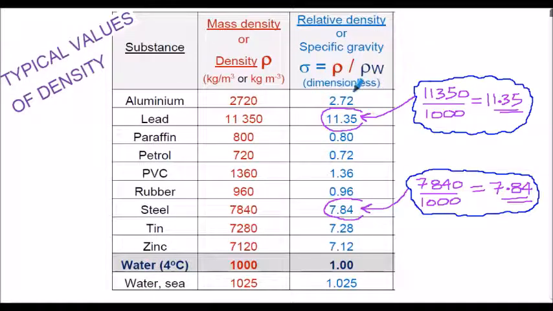This slide shows you the actual calculations here to determine relative density. We simply divide our mass density, shown here, by the density of water, shown here. That produces, in this case, the relative density, shown here. And again, for steel, 7,840 is the mass density. Divide that by the density of water, we determine the relative density.